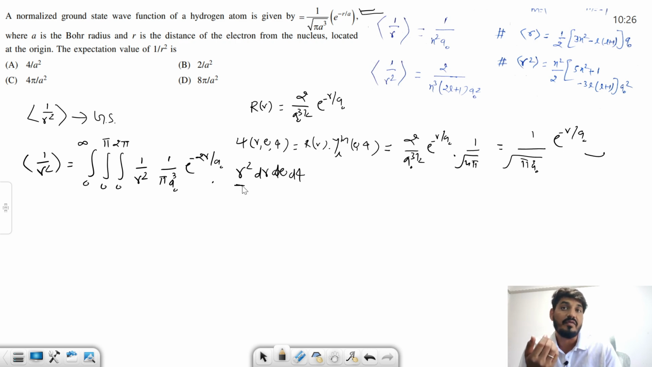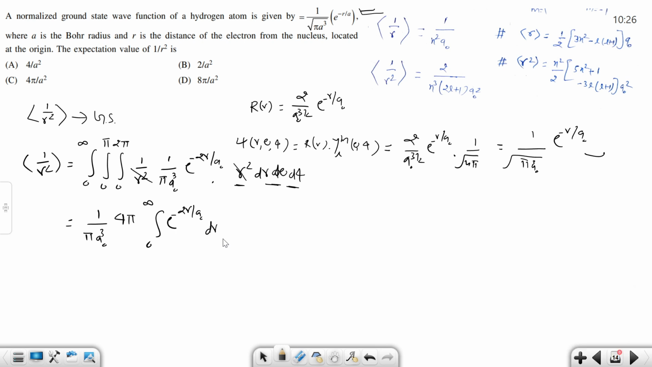Remember this thing, there is always r square here. Then you can easily solve this integration. This r square you can cancel. So this comes out to be 1 over pi a naught cube. And then you see theta and phi, when you do the integration of theta and phi, then you always get 4 pi if you remember this thing. Or you can do the integration also. I am just directly writing. This is simply 4 pi, and this is 0 to infinity e to the power minus 2r by a naught dr. You can solve this integration. So when you solve, this comes out to be a naught by 2.